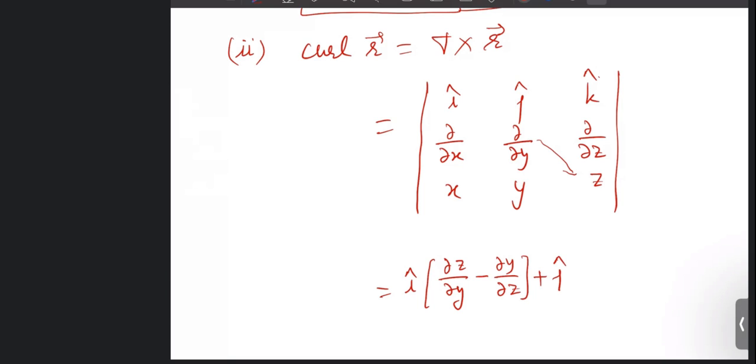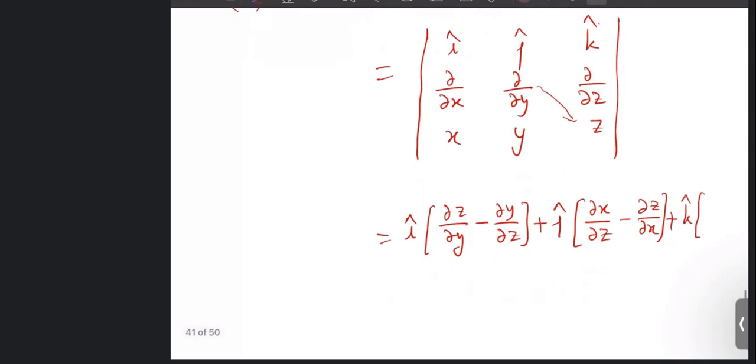And for j, it will be ∂x/∂z minus ∂z/∂x, which is also equal to 0. And the third one, for k, is ∂y/∂x minus ∂x/∂y, which is also equal to 0. All three terms become 0, that is, it is a zero vector.